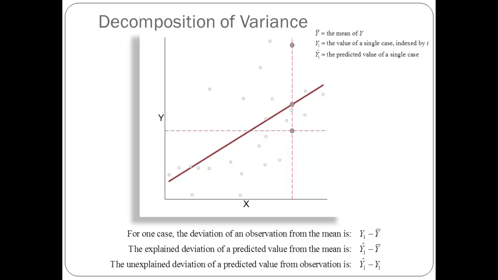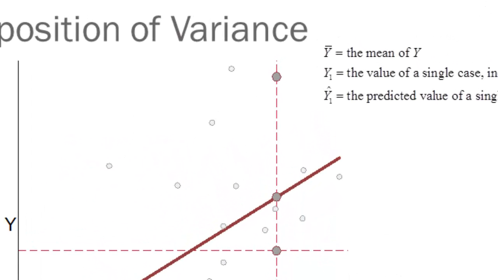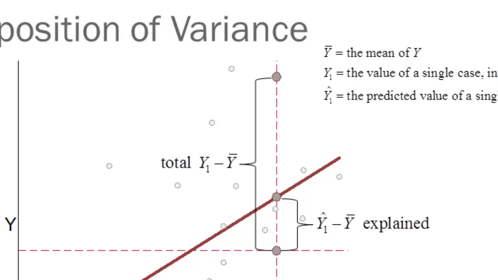So we can see a couple of things here. First of all, we know that we can measure the overall error of guessing the mean, or using the mean as my best prediction of that particular case, as the distance between the case and the mean of y. That is y sub 1 minus y bar. We can also look at the distance between the value I would predict if I know x, that is y hat, and the mean of y. That's how much my prediction gets better knowing x.